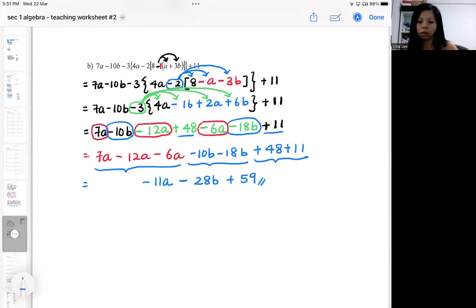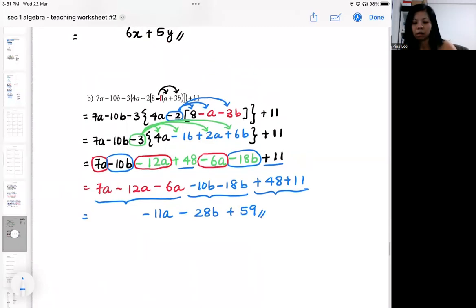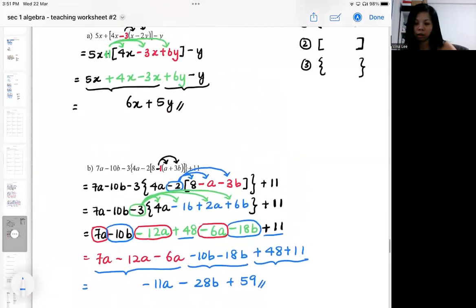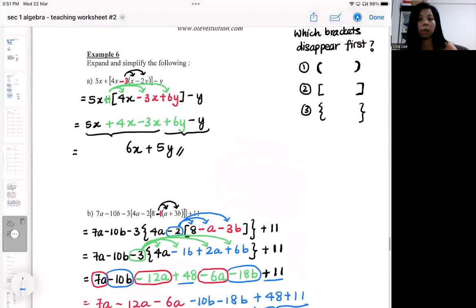Okay, so you just have to be very organized and then expand each layer carefully and then you add them up carefully.